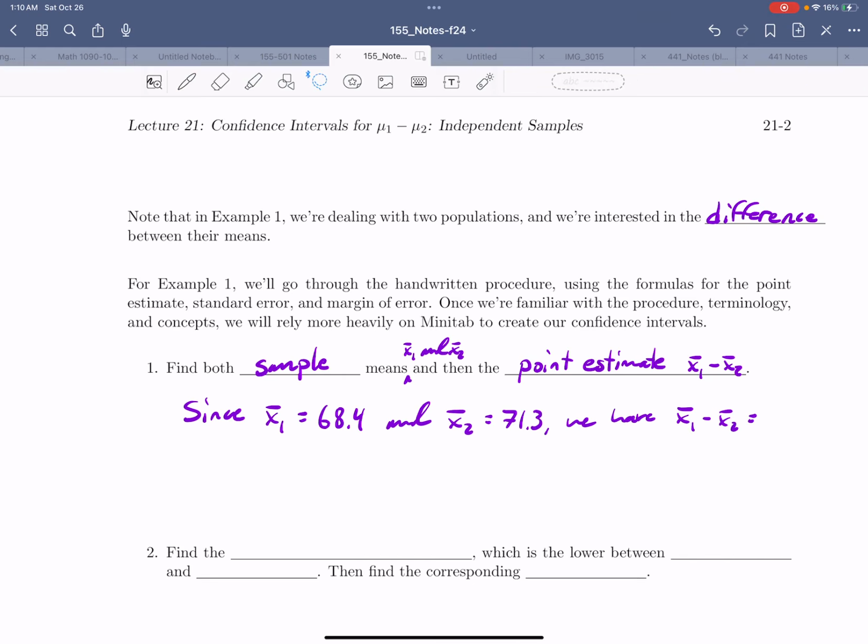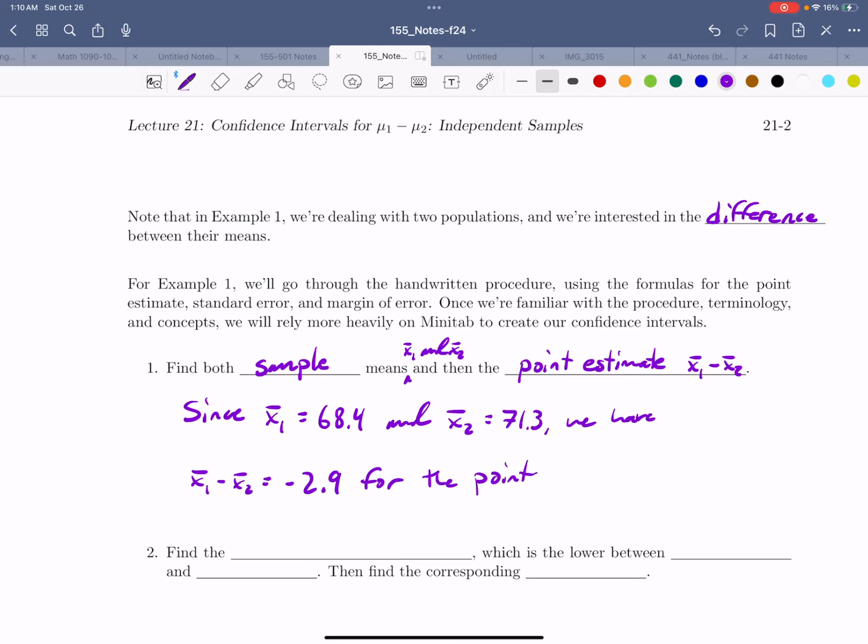Let me put this down here. This guy equals negative 2.9. Now, of course, you could have reversed them to get positive 2.9. Okay? For the point estimate. Right? So the point estimate is negative 2.9. Okay?